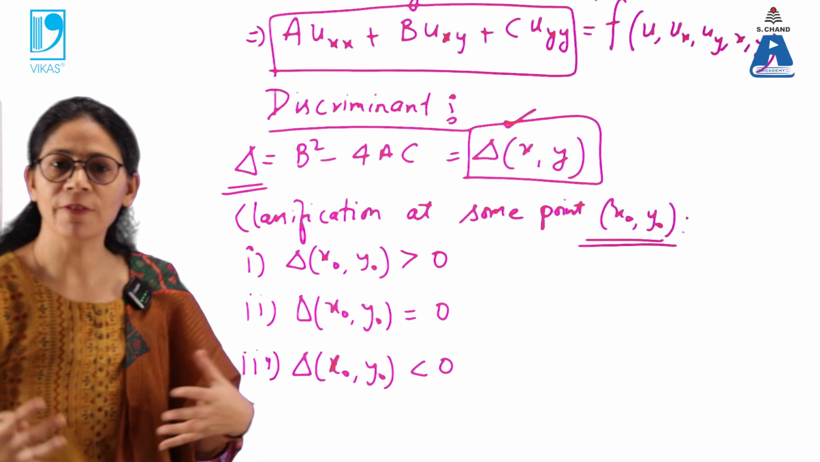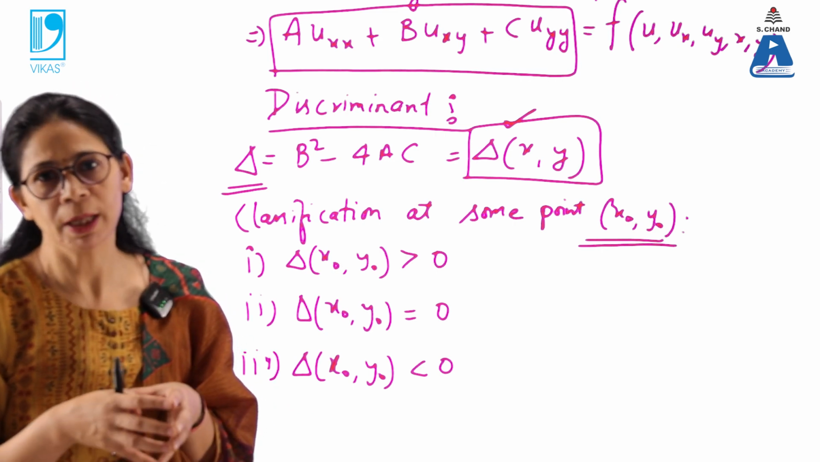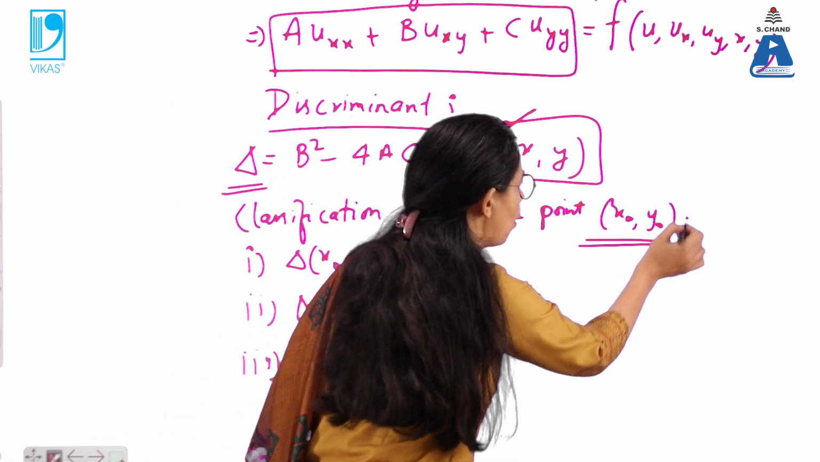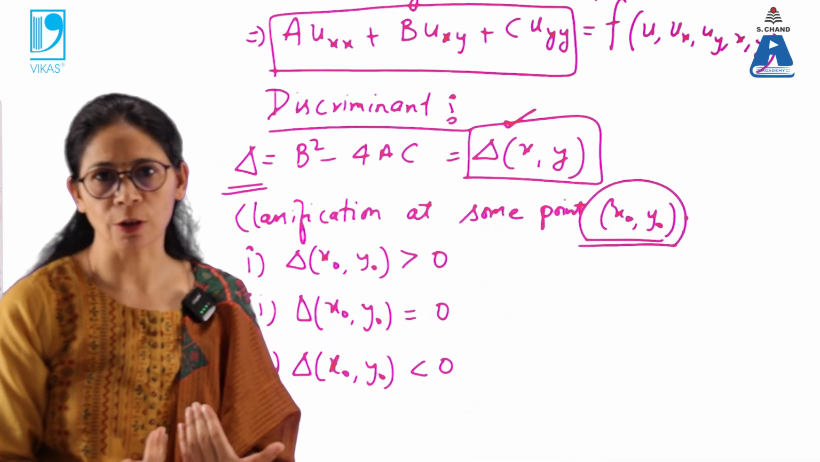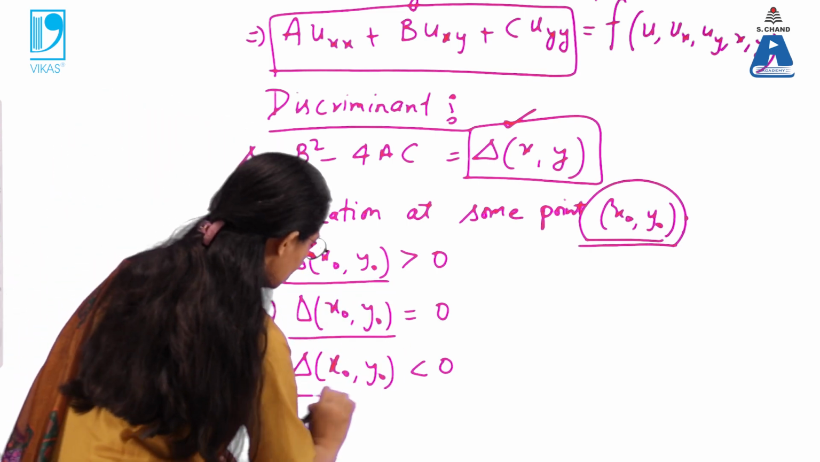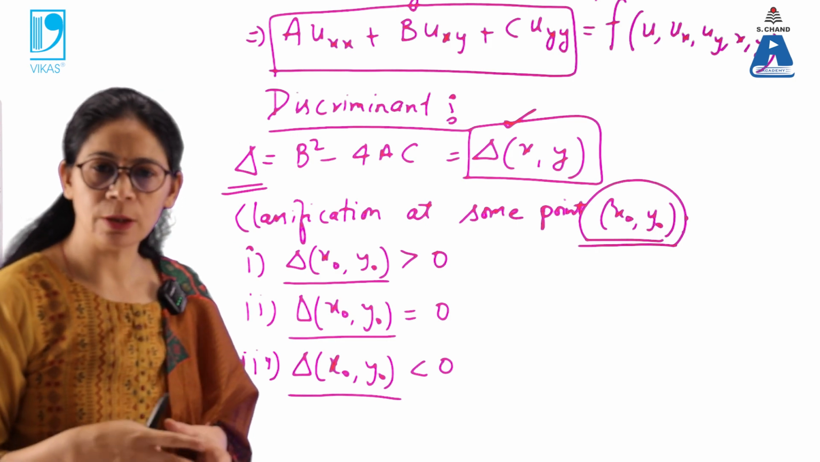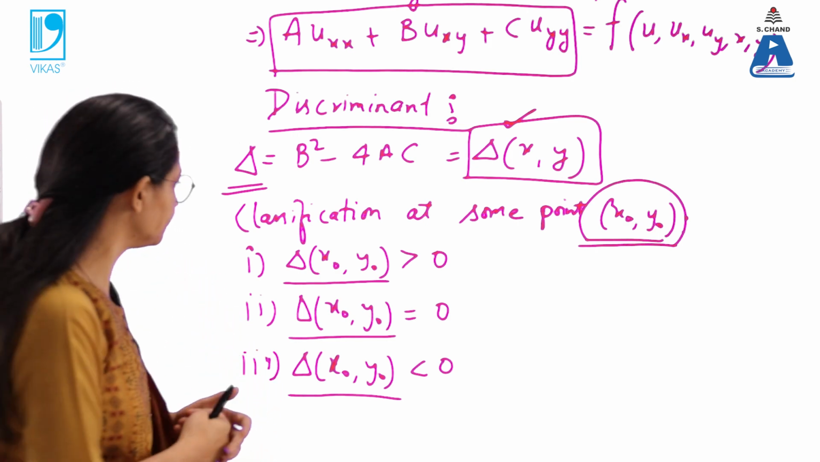We cannot think of any other possibility, because now the value of the discriminant will be constant, because this point will be a constant point. So, this xy will be replaced by x naught y naught. Therefore, the value of this discriminant will be constant, and either it will be less than 0, greater than 0, or equal to 0. Only these three possibilities are there.